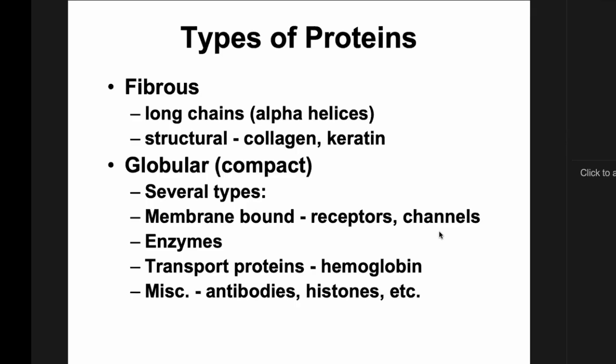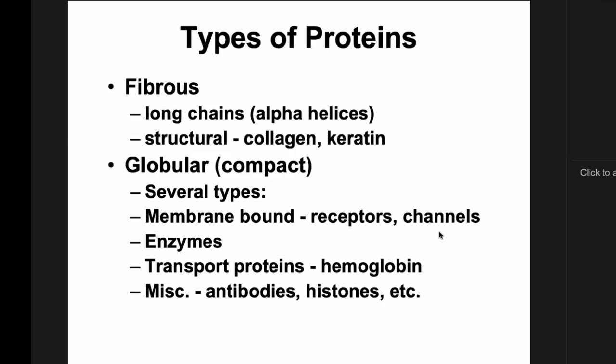Channel proteins, so anything that allows something to pass through the cell membrane. These are things that are also going to be membrane proteins that are embedded in the cell membrane. Enzymes, I think all enzymes are going to fall under this globular or compact protein category. So these are all of these proteins that have some kind of binding site on them where they're going to interact with some other chemicals and either take a larger chemical and split it into two smaller pieces, or take two small molecules and bond them together into a larger molecule.